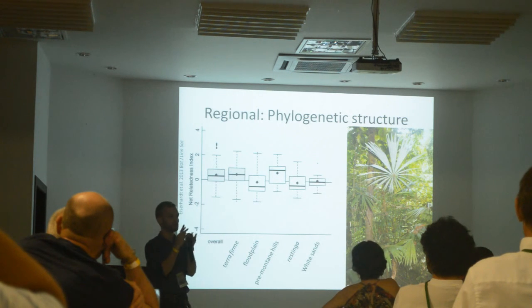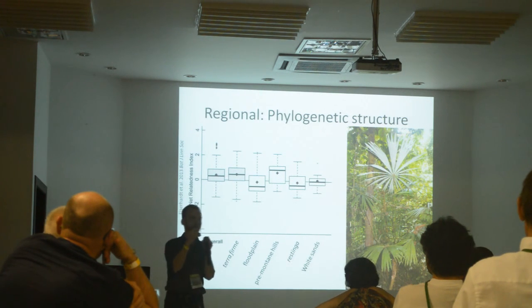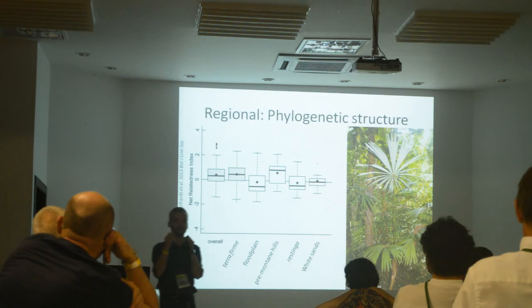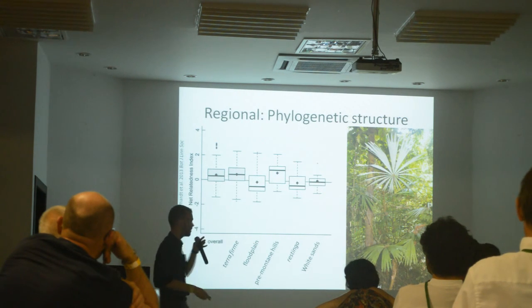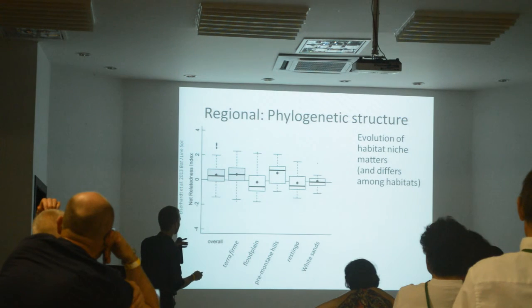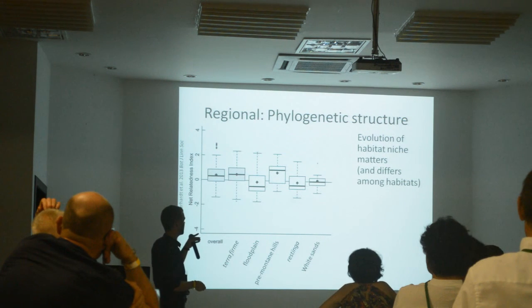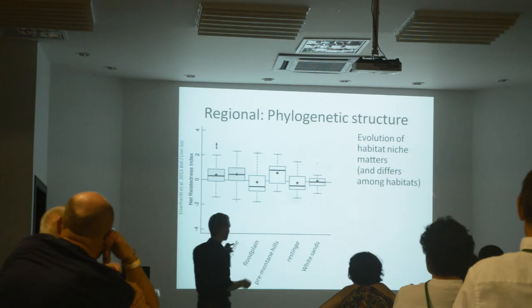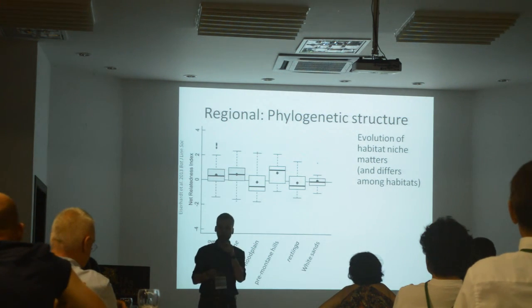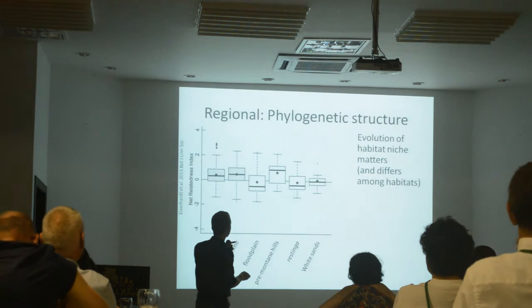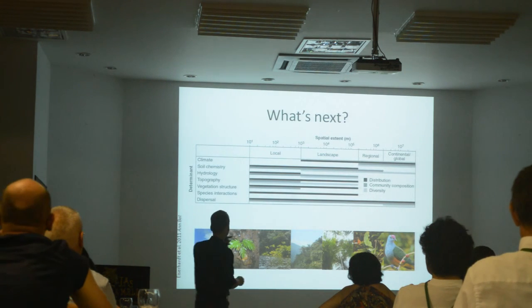But we also found, at a shallower phylogenetic level, a geographic signal indicating that very closely related species also tend to sit in the same geographic area. So taken together, evolution of the habitat niche matters and differs among habitats, because we got different amounts of change in different habitats. And I forgot to put the geographic.